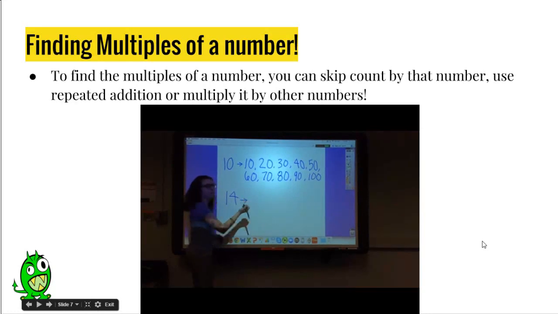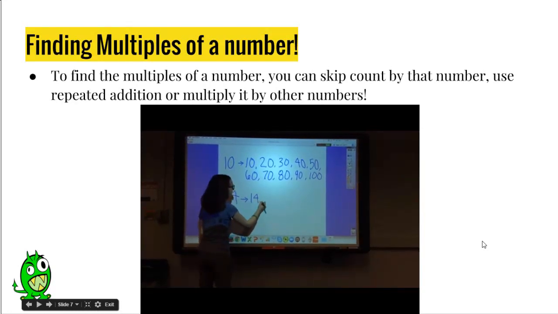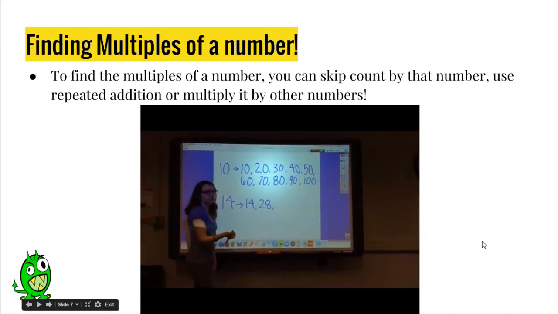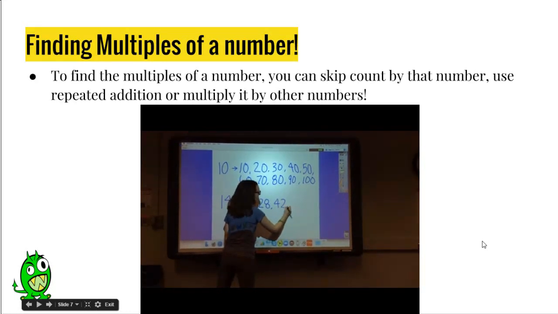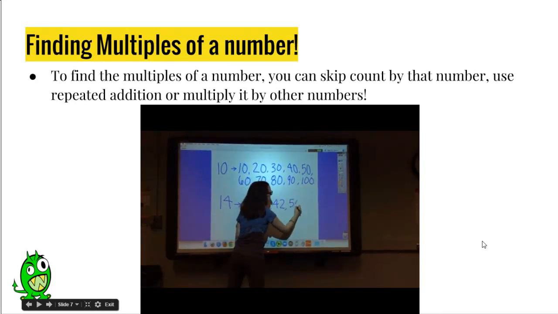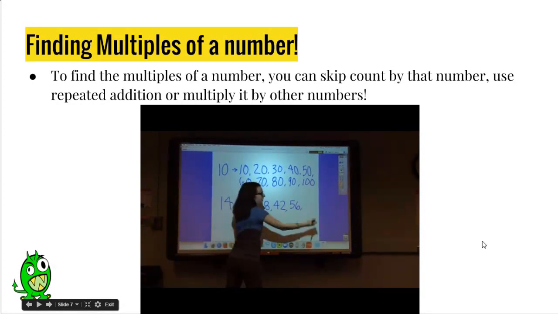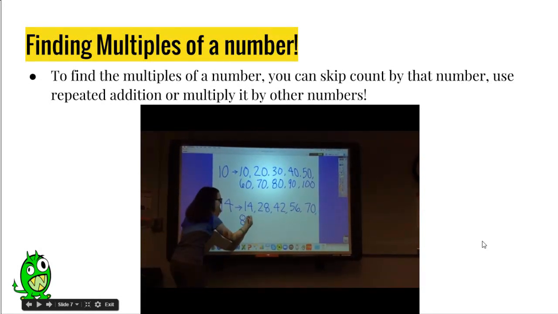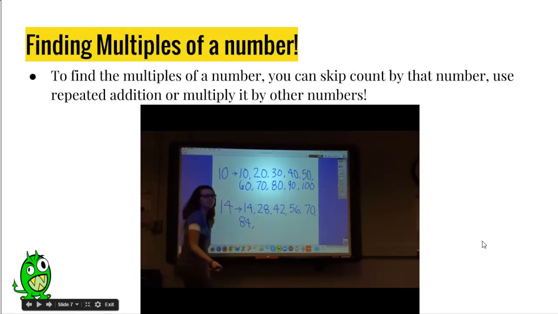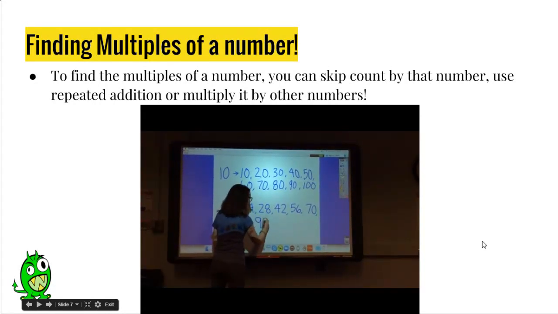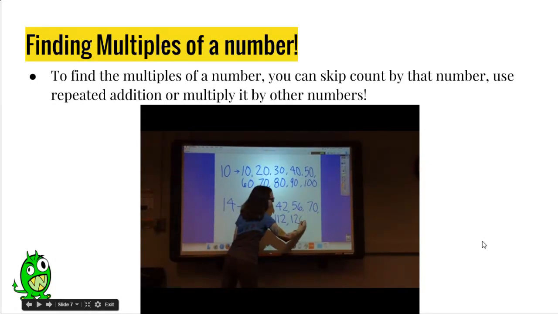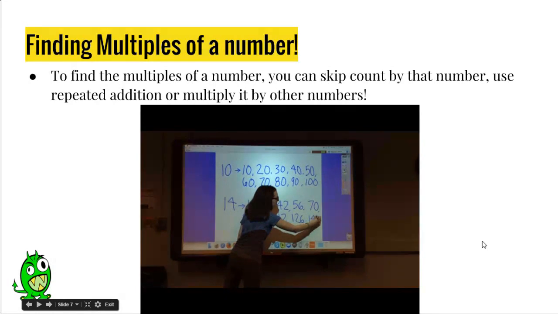For 14, I'm going to use the second method which we discussed, which is multiplying as I go. So I'm going to look at 14 times 1, which is 14. 14 times 2, which is 28. 14 times 3, which is 42. 14 times 4, which is 56. 14 times 5, which is 70. 14 times 6, which is 84. 14 times 7 is 98. 14 times 8 is 112. 14 times 9 is 126. And 14 times 10 is 140.